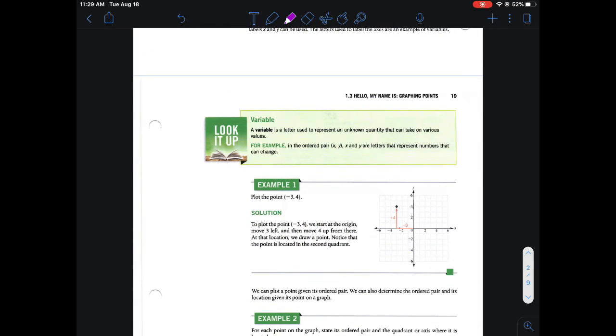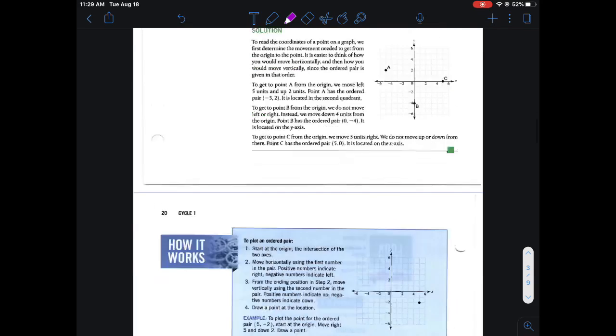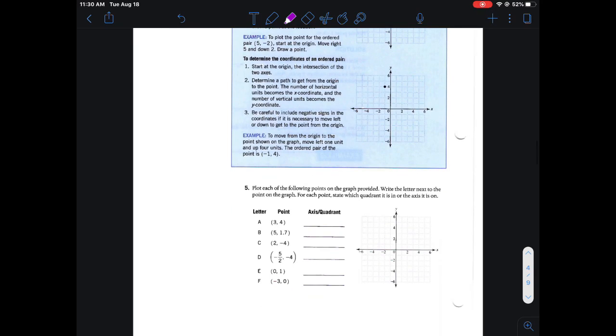Next definition is a variable. They have an example on plotting a point in case you really have a ton of cobwebs up in your brain and you don't remember how to plot a point. They gave you the directions. Example number 2 goes through how to state an ordered pair and find which quadrant or axis a point is located on in case you don't remember that. And then if you really, really need more help, they give you step-by-step instructions. And question number 5 is our practice on plotting those points.